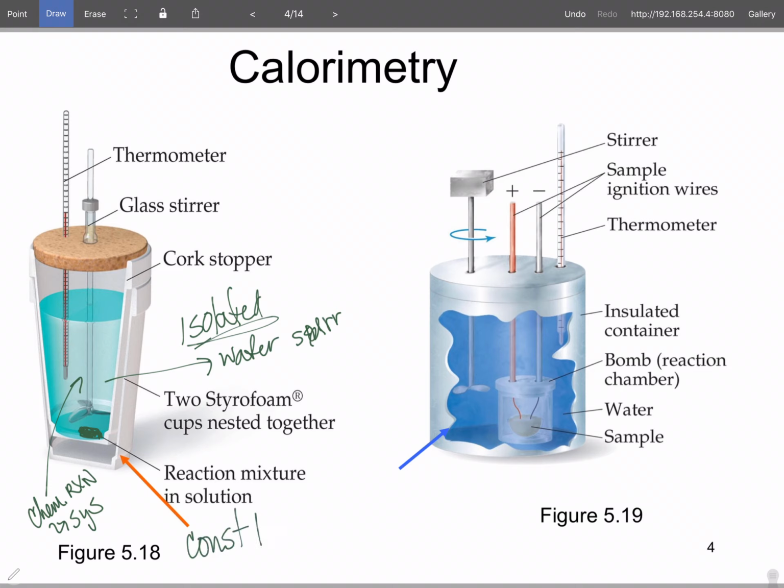Why is it constant pressure? Well, you're doing this in the lab, and unless you're in the middle of a hurricane, these reactions don't take that long. The pressure is not going to change. You hope the temperature changes, but the pressure is not going to change. So you're dealing with the atmospheric pressure, so it's not going to change. Okay, on the other hand, here we have constant volume.